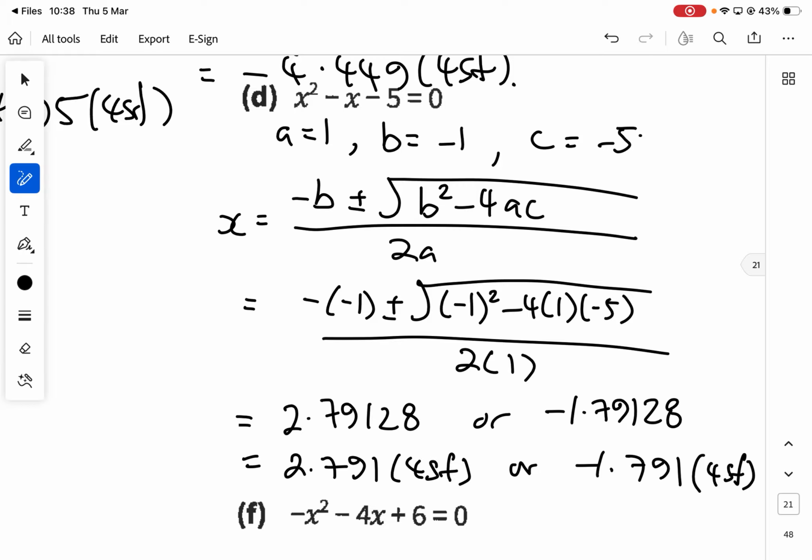Should be correct. You got check the answer at the back? Check lah. Maybe both wrong at the same time. Check the answer at the back.